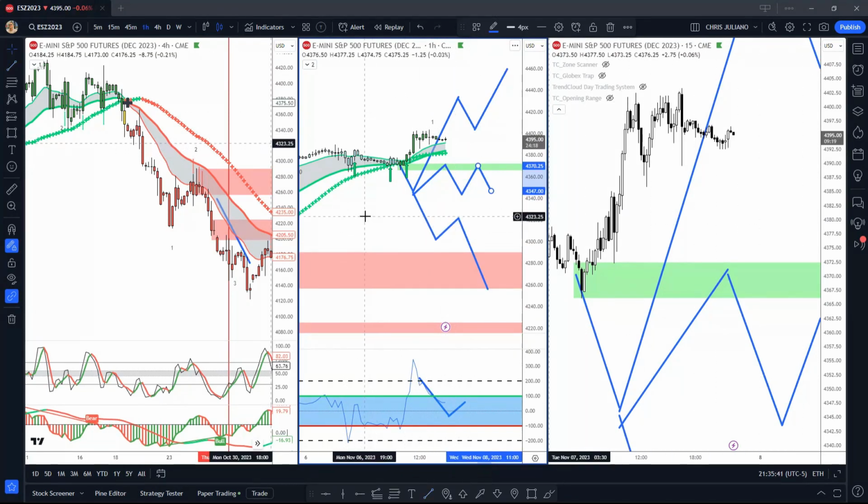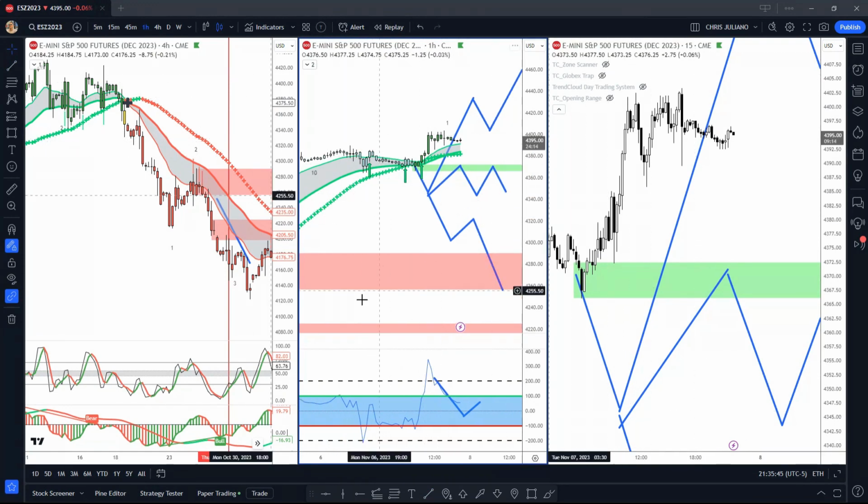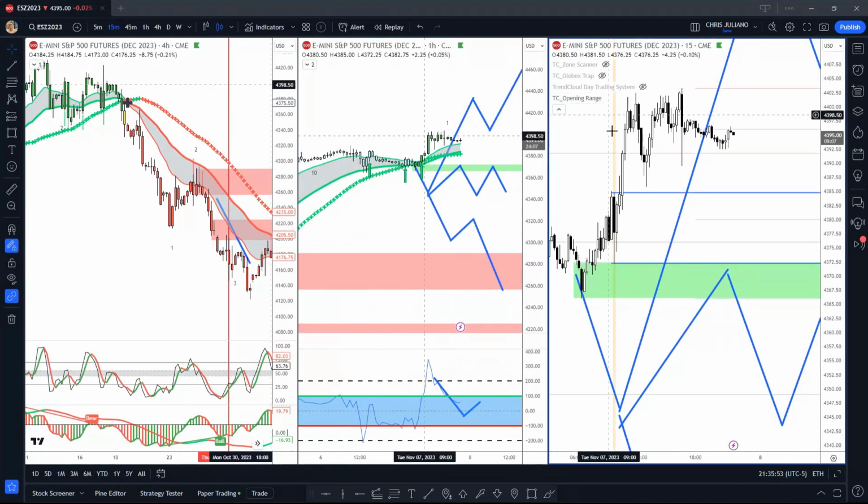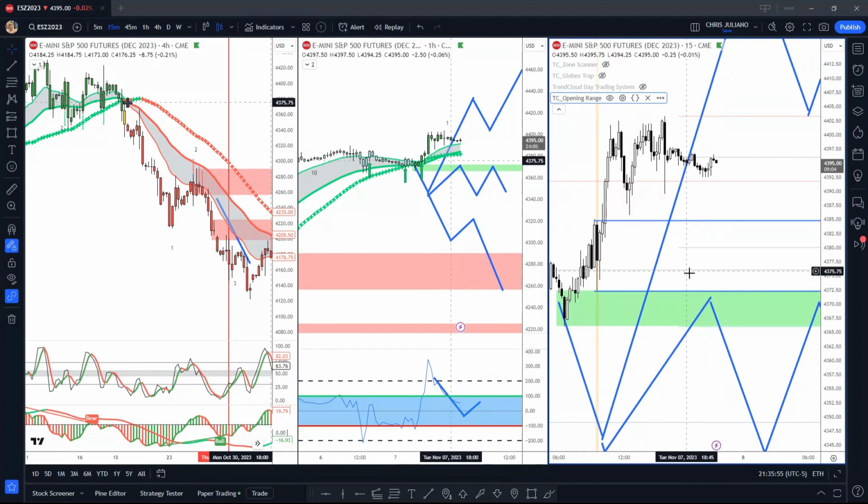All right, guys? So that's how you use your TrendCloud on your charts, and you can apply this to any strategy that you like. Moving average crossovers, you can use the opening range. We love using the opening range breakout tool in the morning, okay? So you can add it to any strategy that you like.